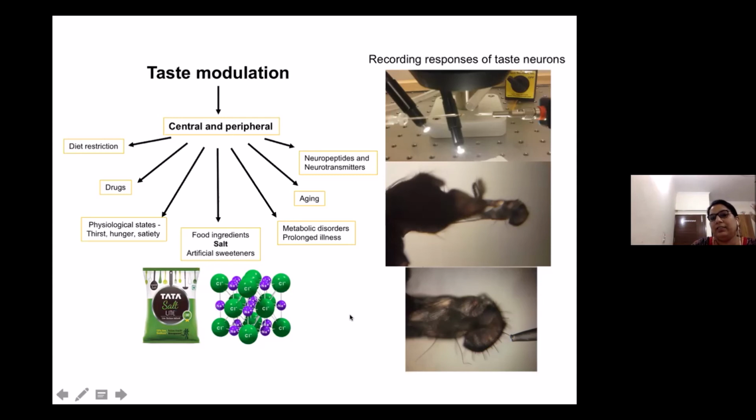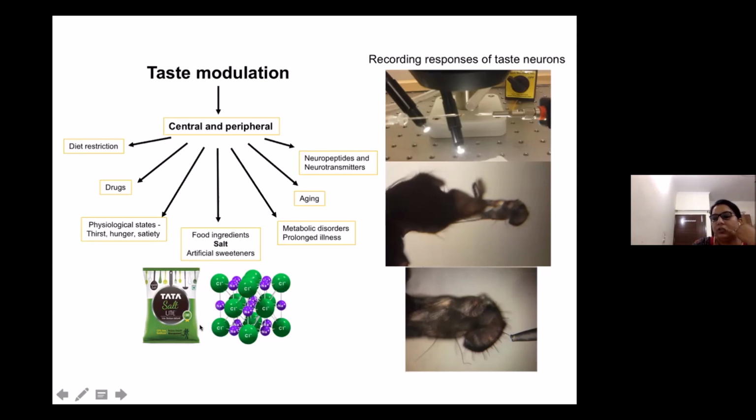Other things that can modulate taste behavior are long-term use of drugs, some metabolic disorders, or prolonged illness. There could be an effect of neurotransmitters or neuropeptides and various physiological states. So right now I'm just going to concentrate on salt.